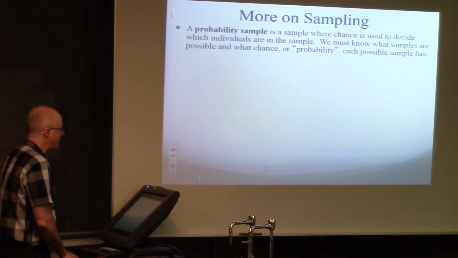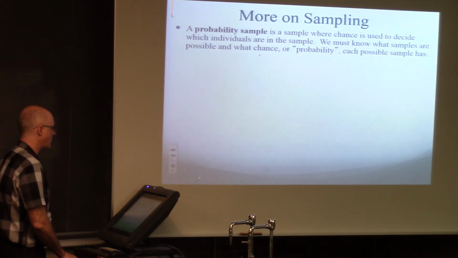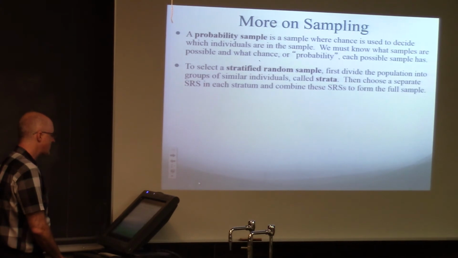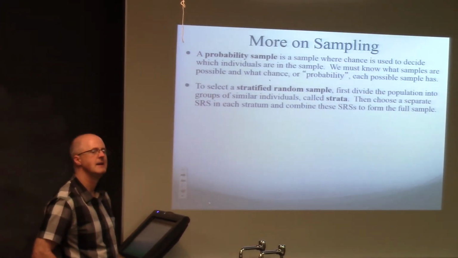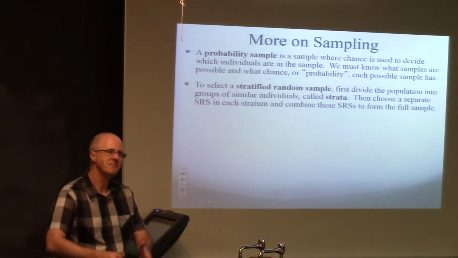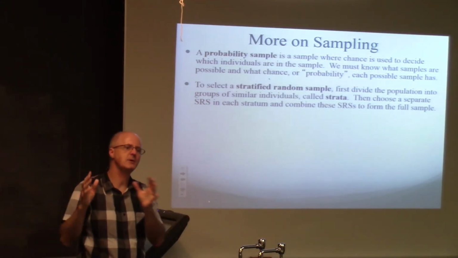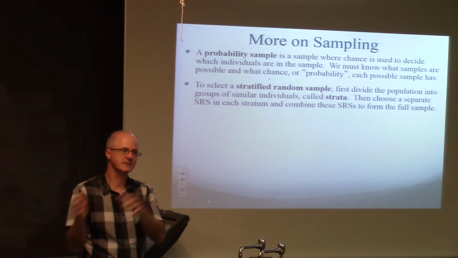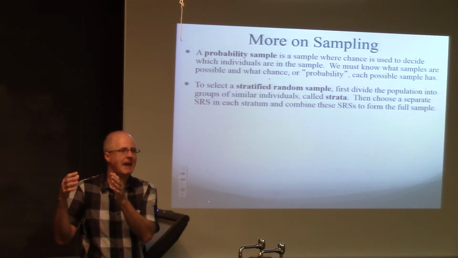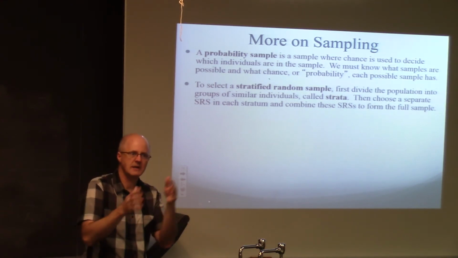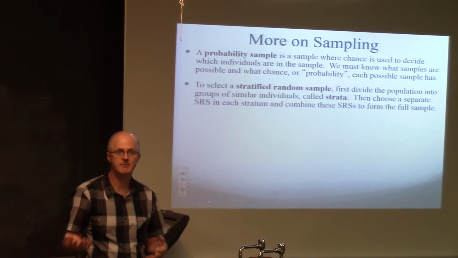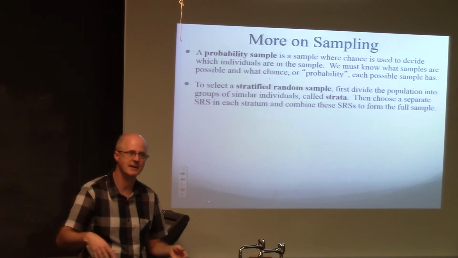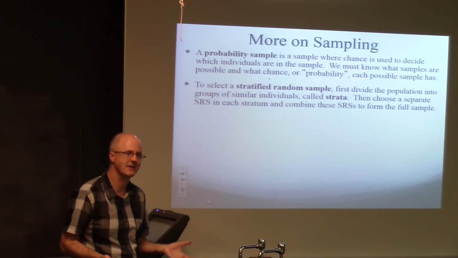A probability sample is any sample where we use chance or probability to choose the sample. Stratified random sampling, like I just mentioned a minute ago, is a probability sampling technique, but it's based on what are called strata. You take your population, and before you do the sampling, you break it into groups: males and females, by age group, 0 to 10, 10 to 20, 20 to 30, 30 to 40, etc. By state that you live in: Minnesota, Wisconsin, Iowa, North Dakota, South Dakota, New York, California, etc.